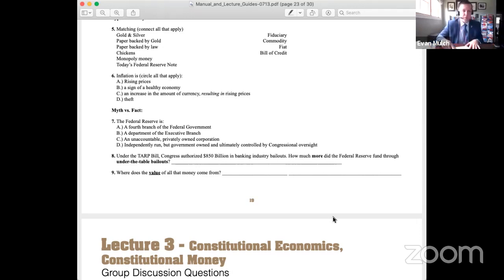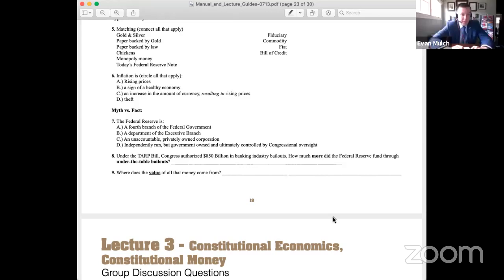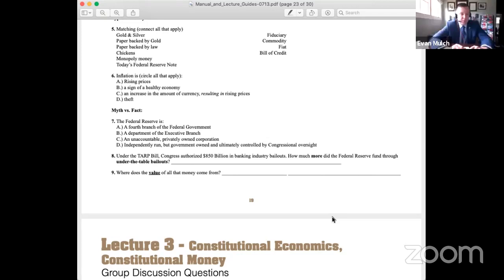Okay, myth versus fact. The Federal Reserve is A, a fourth branch of government. B, a department of the executive branch. C, an unaccountable privately owned corporation. Or D, an independently run but government owned and ultimately controlled by congressional oversight. Which one is it? It's C, yeah. The Federal Reserve is an unaccountable privately owned corporation.